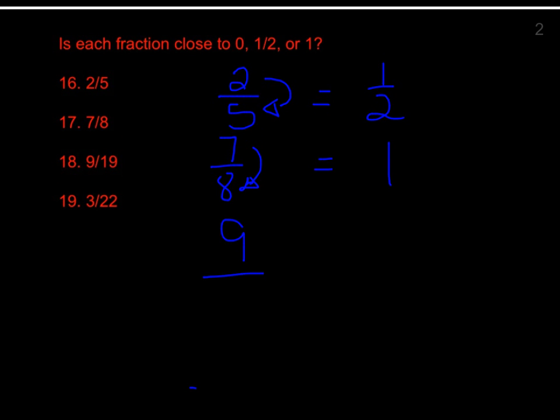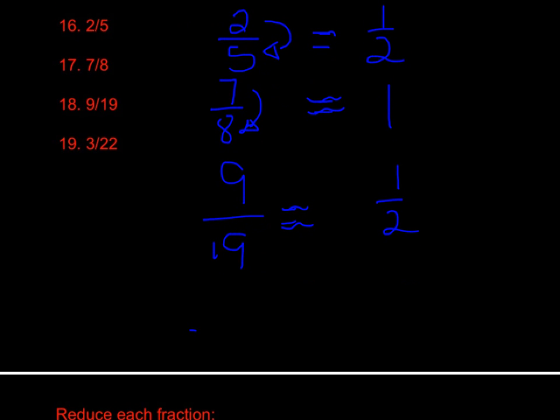9 over 19. 9 is half of 18, which is really close to 19. So 9 over 19 is close to 1/2. These really aren't equal to. They're like close to, which are squiggly equal signs. And then 3 over 22, well, if we look at the bottom, half of 22 is 11. 3 is nowhere close to that, so that would be close to 0. So that's how you do those.